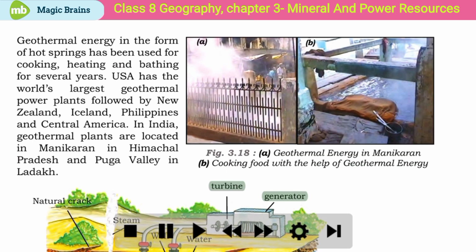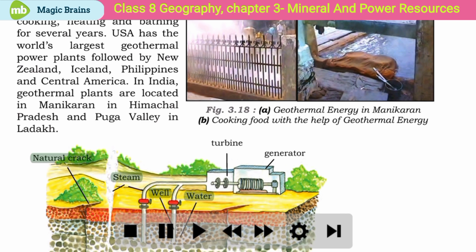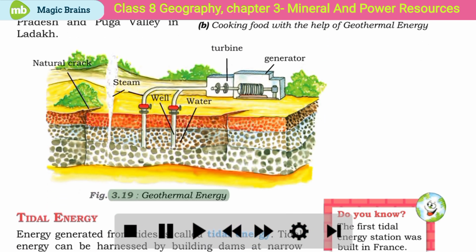On the left side, there is figure number 3.19. In this figure, geothermal energy has been given, where a turbine and generator are there above land. These are connected with wells, which further go down into the groundwater. A steam and a natural crack has also been given in the diagram.